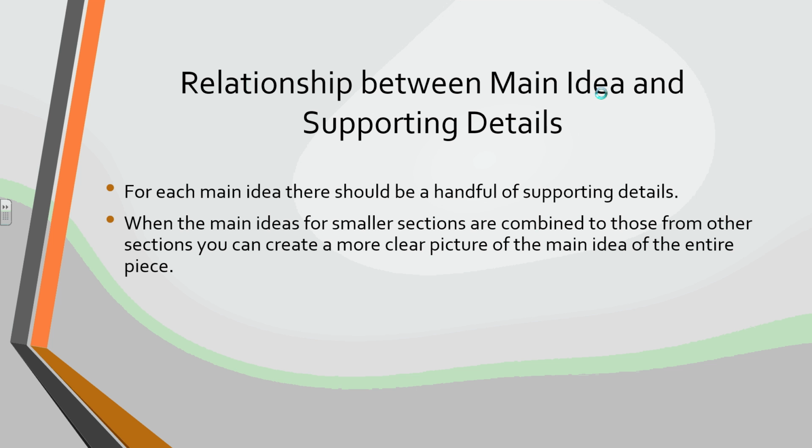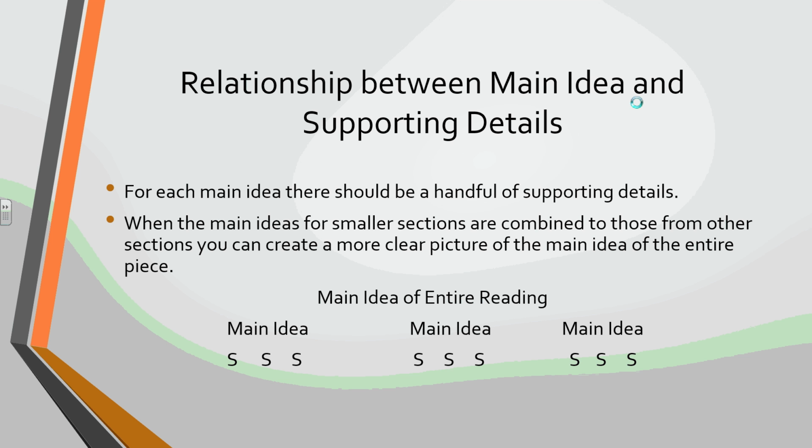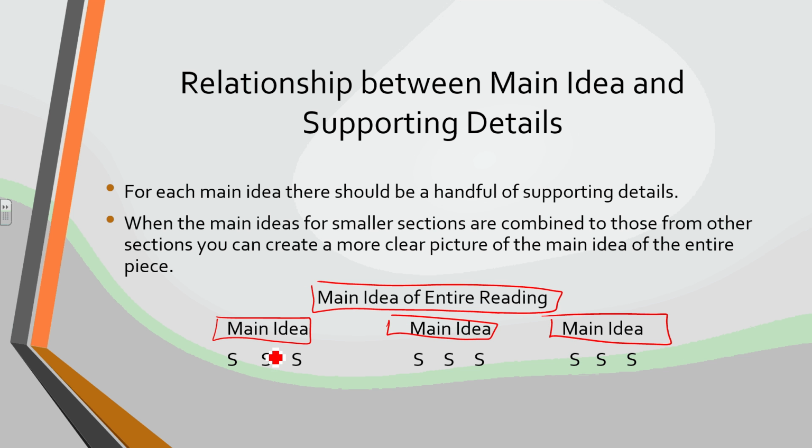So with this breakdown, what you're going to get is a relationship between main ideas and supporting details. For every main idea, there should be a handful of supporting details. When the main ideas for smaller sections are combined, what you end up having is a structure like this. So you have a main idea for the entire section, smaller main ideas for each smaller section, and then supporting details underneath each of those. Let me give you a little key. S equals supporting detail.